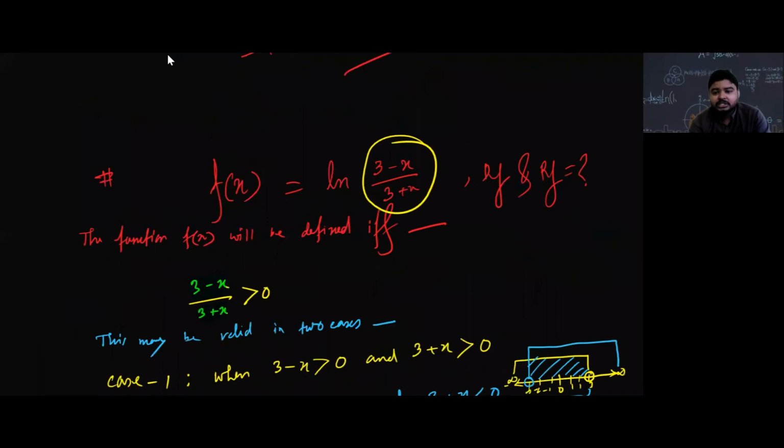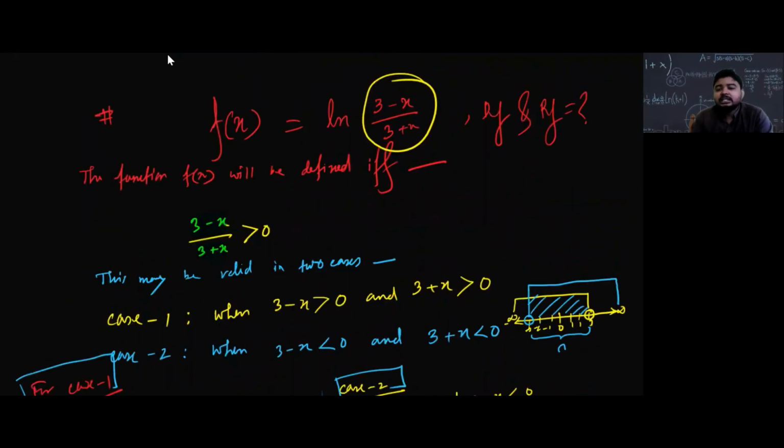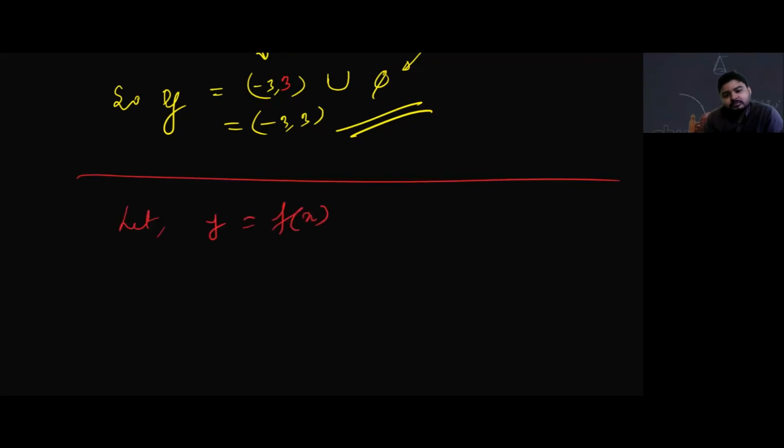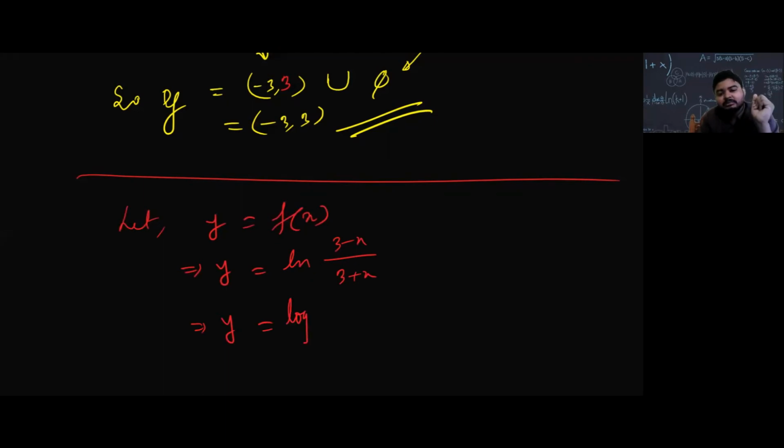Now come back to the main question again. What is the range of this function? Okay, so now we are going to find out the range. So now say let y equals f of x, or y equals ln of (3 minus x) by (3 plus x), or y equals to, okay, what is ln? That is the natural logarithm. That means base e. So just convert it to log base e, and write here 3 minus x, 3 plus x.